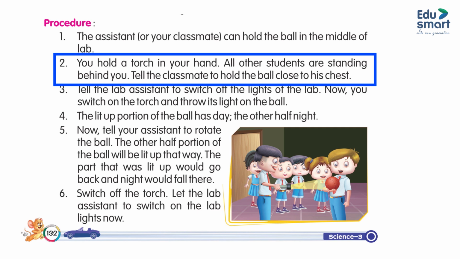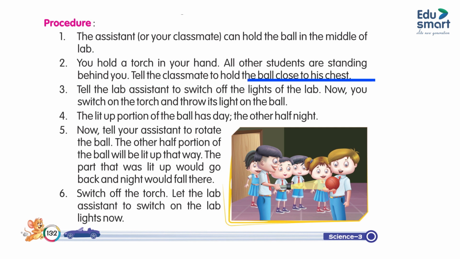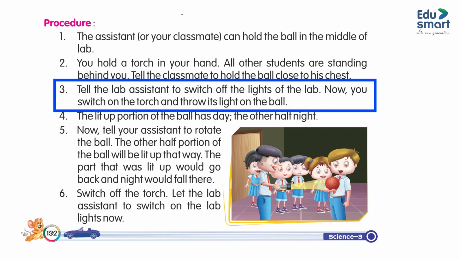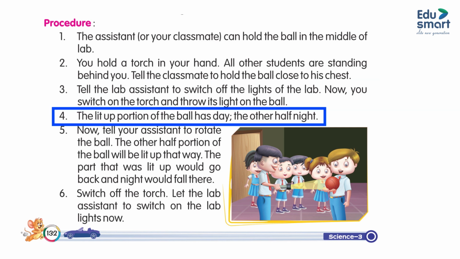All other students are standing behind you. Tell the classmate to hold the ball close to his chest. 3. Tell the lab assistant to switch off the light of the lab. Now you switch on the torch and throw its light on the ball. 4. The lit up portion of the ball has day, the other half night.